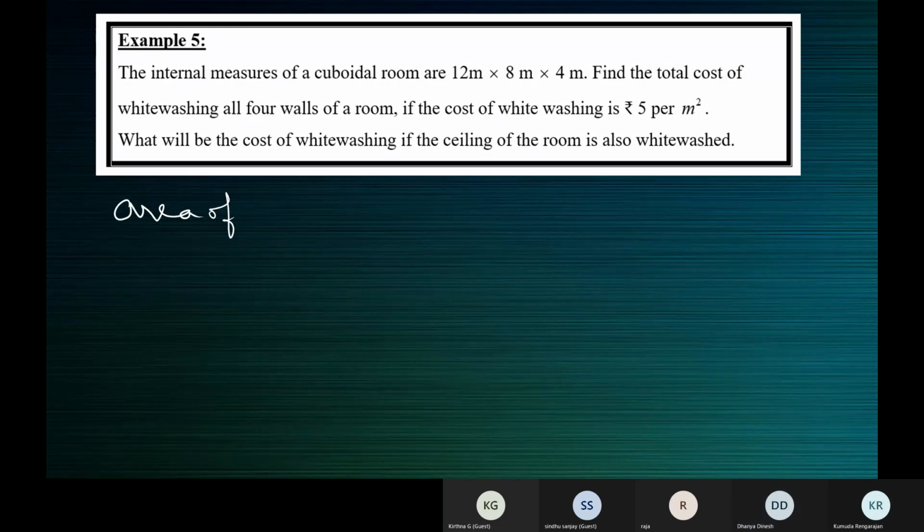What makes the 4 standing faces? The standing faces are the 4 walls. Which are the standing faces? In a cuboid, 4 faces are vertical. 2 faces are horizontal. The horizontal faces in the room are called the ceiling and floor. And the vertical faces in a room are called the 4 walls.